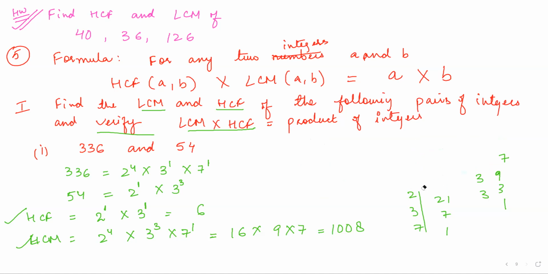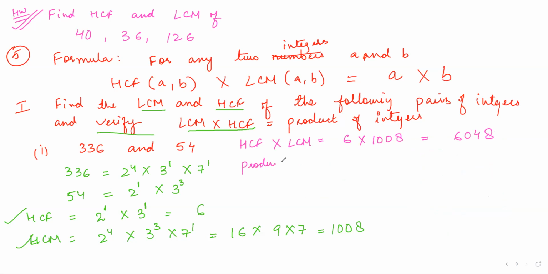So first of all, multiply HCF into LCM. So HCF multiplied by LCM is how much? It will be 6 multiplied by 1008, which is equal to 6 into 8 is 48, then 4, 6, so 6048, right? And then the product of integers. One integer is 336, another integer is 54. Now please check what you are getting quickly.